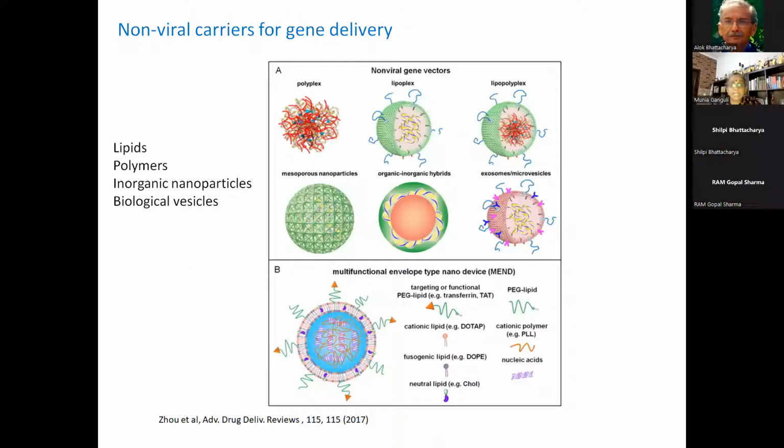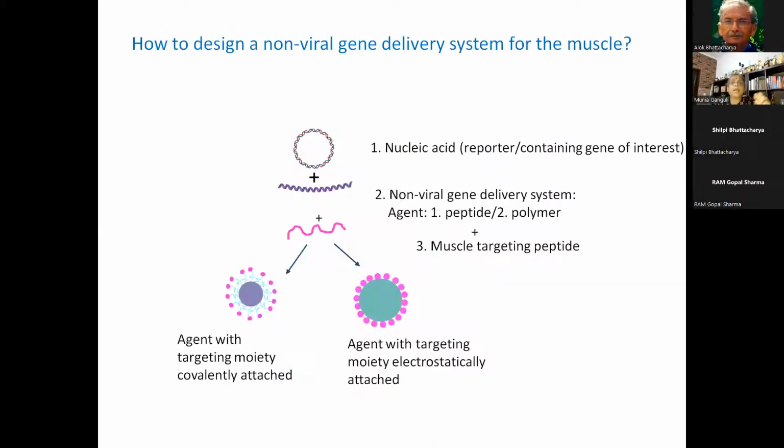So what are these materials that one uses as non-viral carriers? They could be lipids, they could be polymers, they could be inorganic particles, biological vesicles. Some of the pictures are given here. By and large, they look different, but the basic principle is the same. It could be a combination of these different carriers also, but the basic principle is the same, that they interact with the nucleic acid and form very small sized particles. So that's about the introduction.